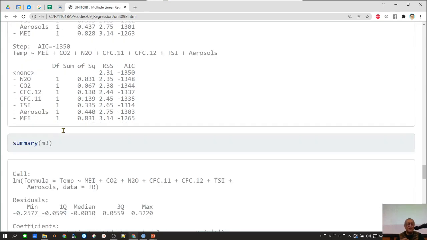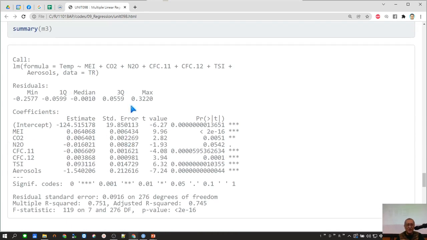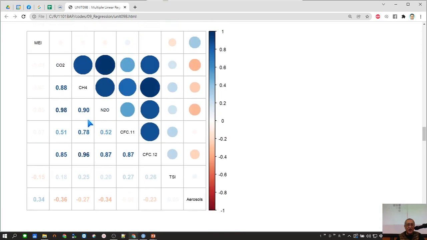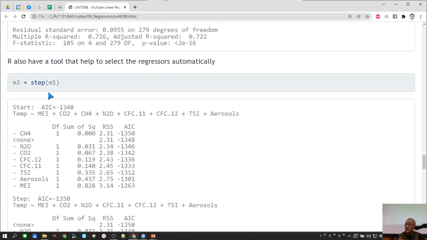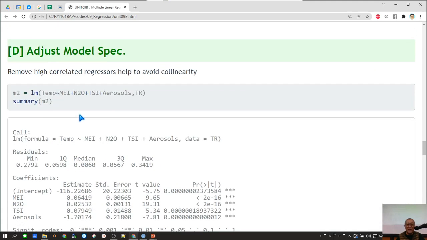For example, in this example, it actually put CO2 and NO2, both of them, in the model, right? And the correlation between them is as high as, see, 0.98, right? Okay? So this automatic tool is not very trustworthy, I should say. You should not trust it too much, okay? Better do it manually, okay?